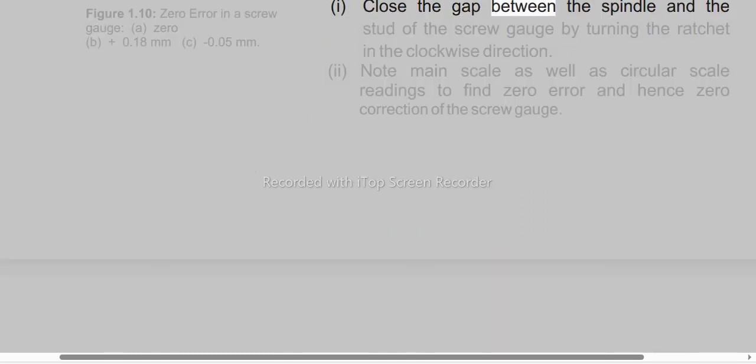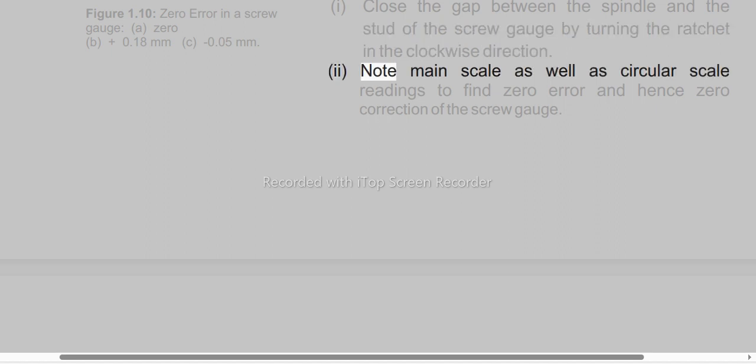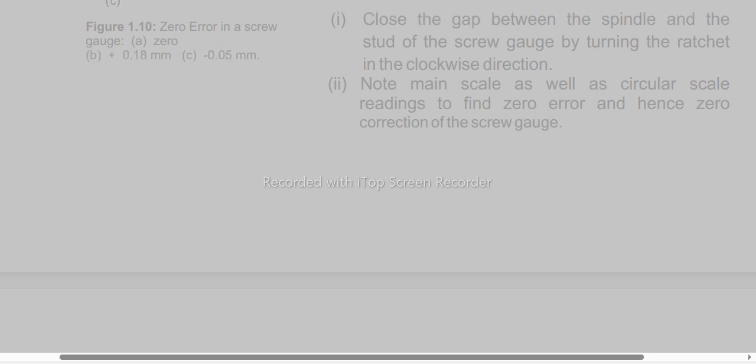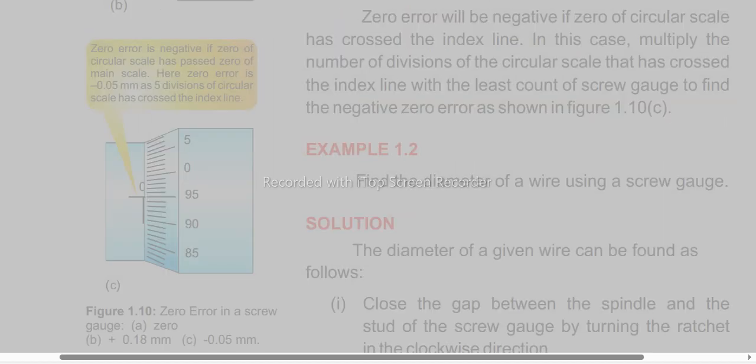1. Close the gap between the spindle and the stud of the screw gauge by turning the ratchet in the clockwise direction. 2. Note main scale as well as circular scale readings to find zero error and hence zero correction of the screw gauge. Figure 1.10, zero error in a screw gauge: A, 0; B, plus 0.18 mm; C, minus 0.05 mm.